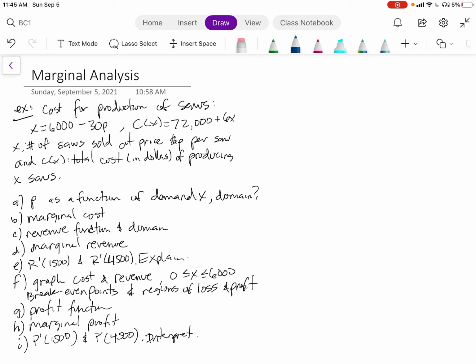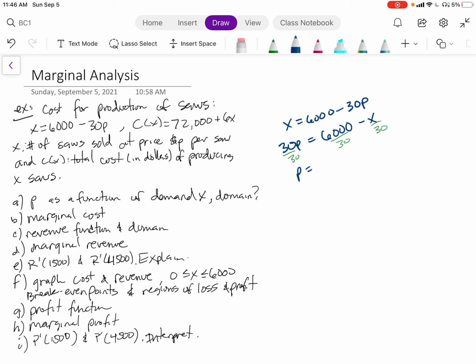Part A is to write P as a function of the demand X and state the domain. So if X is the number of saws sold at a price P and we want P as a function of X, then really all it's saying is solve for P. So we have X equals 6,000 minus 30P. I would add 30P over here and subtract X. I just rearrange, right? Simple addition and subtraction, and now divide both sides by 30. Remember to do every term.